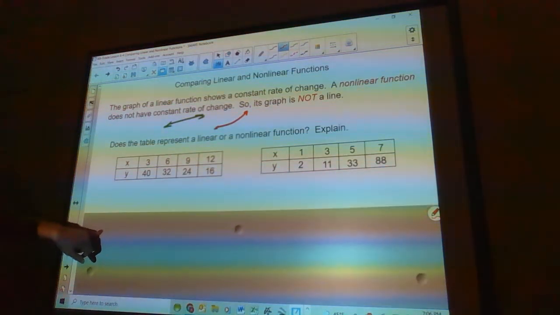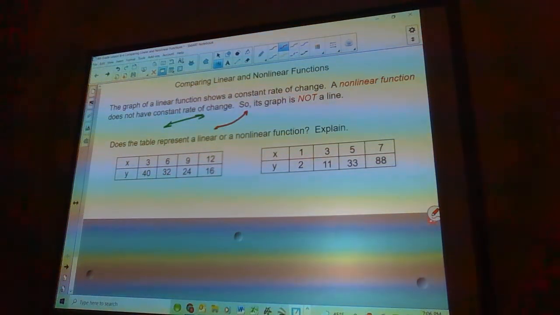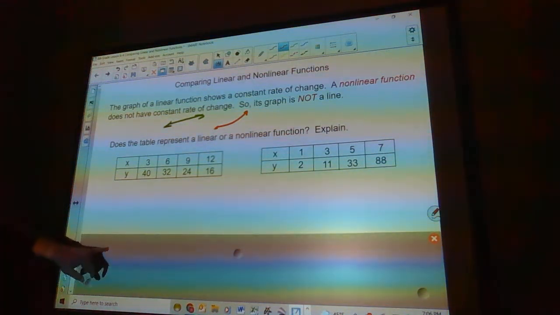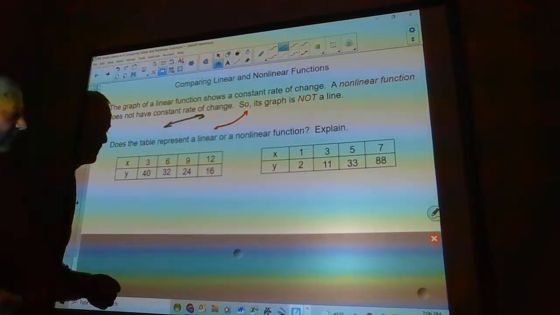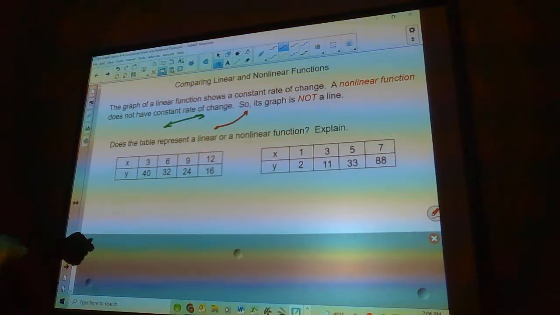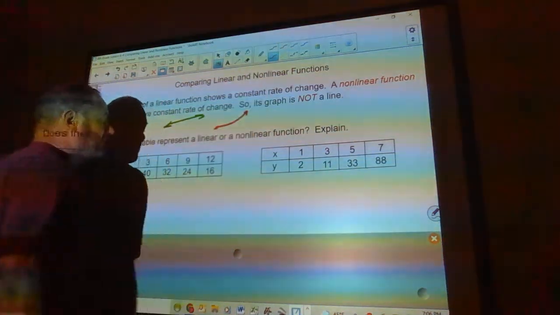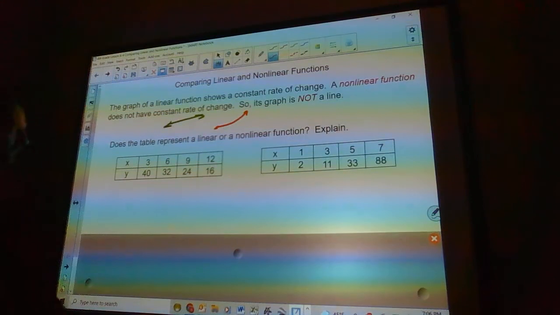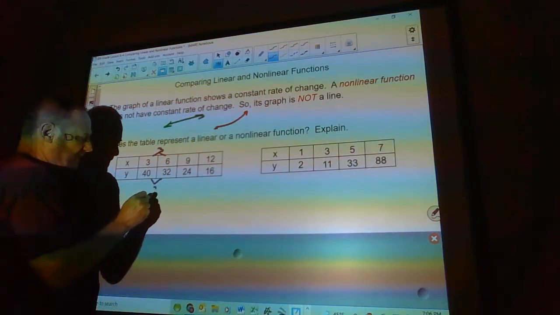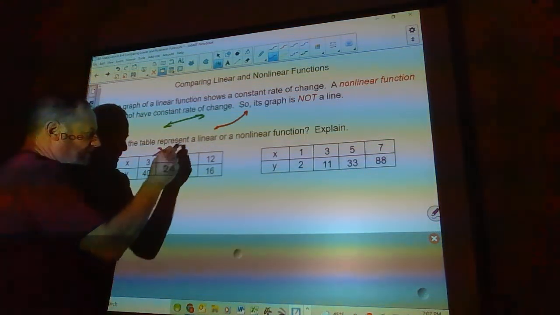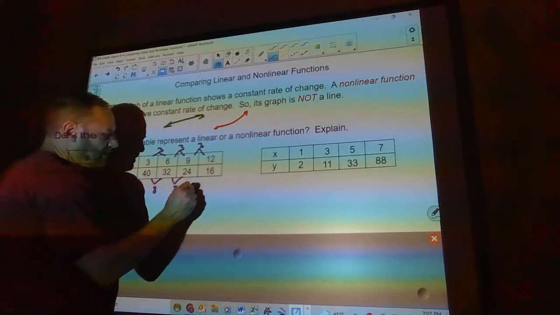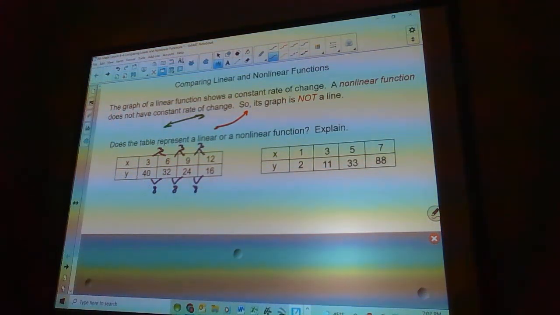So, does the table represent a linear or nonlinear function? Okay, so 3, 4, 6, 12, 9, 24, 12, 16. So how can you tell without graphing? Because those are big points. Who wants to graph all that, right? Well, you can see the rate of change here is 3, and the rate of change here is 8. Rate of change here is 3, here is 8. Change is 3, change is 8. So that's going to be linear.